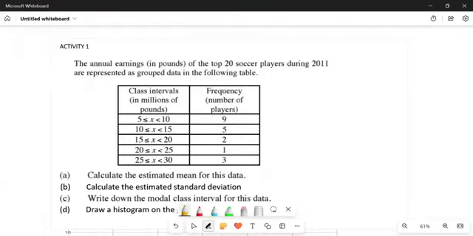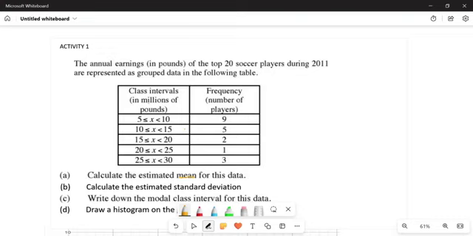We're given the annual earnings, and this is for soccer players. There are players who are earning between 5 to 10, 10 to 15. And then we are given the frequency table, which is 5 to 10, how many of them? And then we have 25 to 30. The first question says we should estimate the mean.